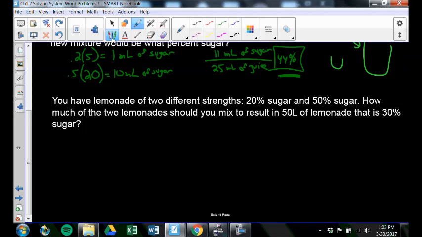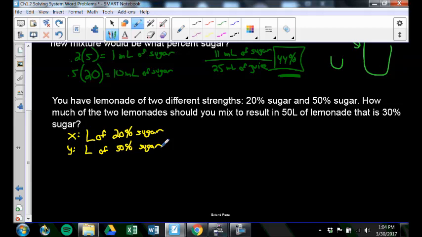So I hope you understand we're taking two types of lemonade, mixing them to try and get the desired amount, a good tasting lemonade, which in this world is 30% sugar. Well, what are we trying to find? I'm going to have X stand for liters of 20% sugar drink. And Y will stand for liters of 50% sugar drink. Those are the two things I'm trying to find, X and Y. And we're going to assume we basically have an unlimited supply of 20% sugar and 50% sugar drinks.